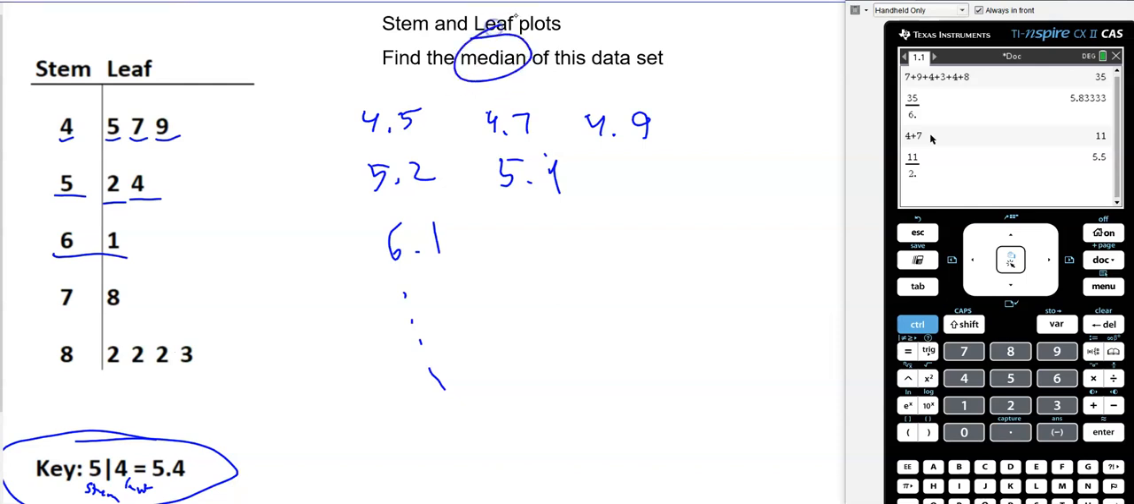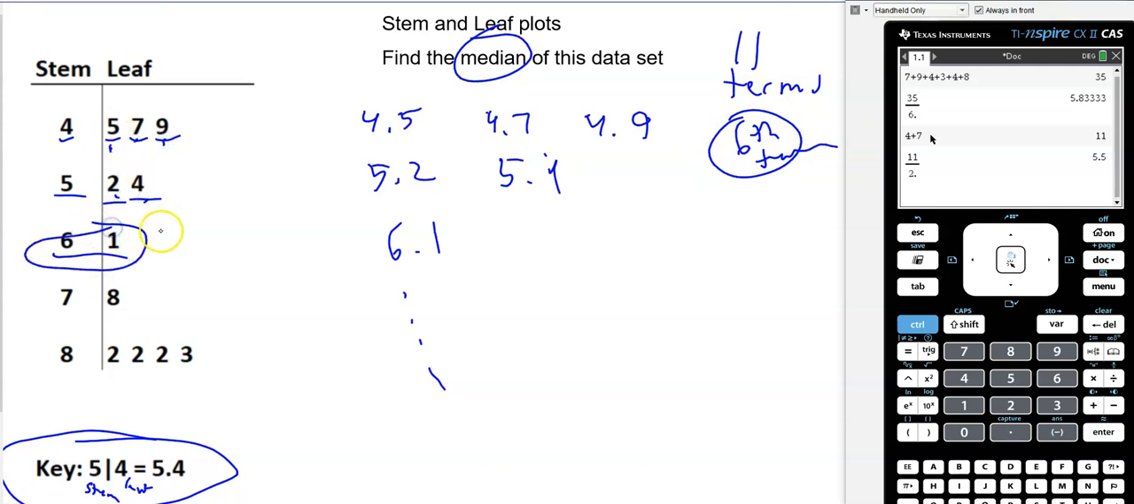We need to find the median of the data set. It looks like there are 11 terms in this sequence. So divide by 2, that's 5.5. The sixth term is what I need. So 1, 2, 3, 4, 5, 6. This is my sixth term, so 6.1 is my median. This equals my median for this data set.